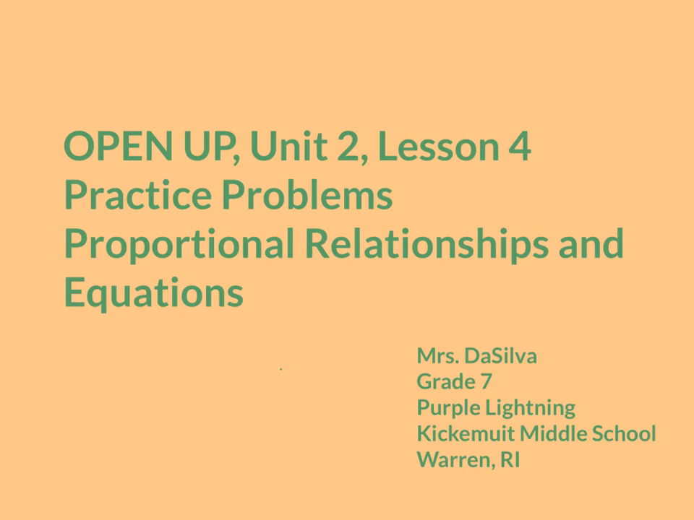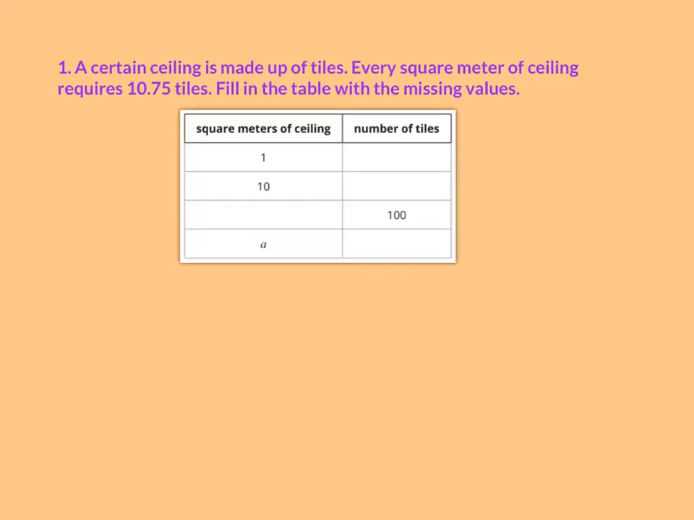Okay, so the next one we're going to do is open up Unit 2, Lesson 4, Practice Problems. So the first problem that we have, a ceiling made of tiles, and it tells us that every square meter of the ceiling requires 10.75 tiles. And it says to fill in the table.